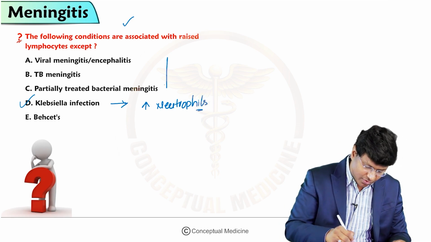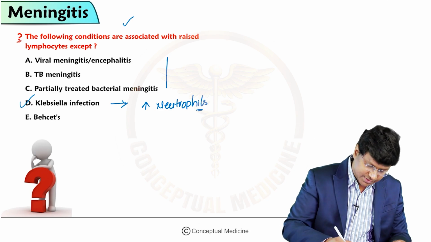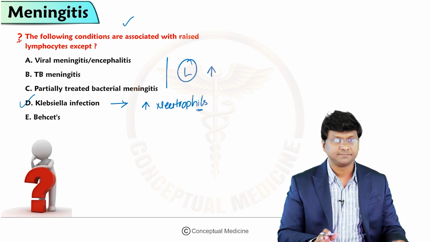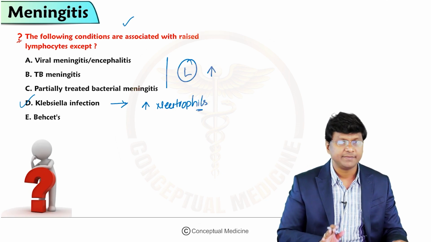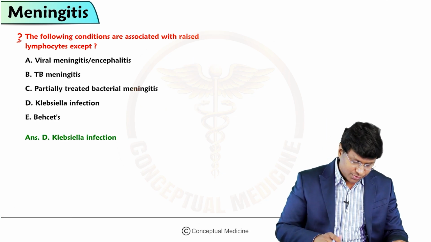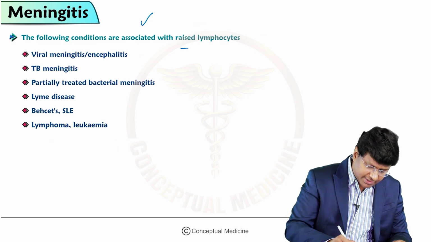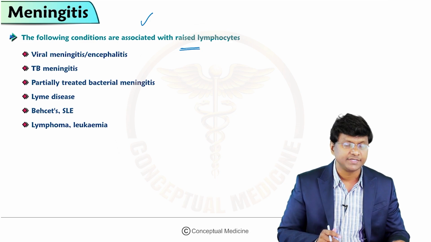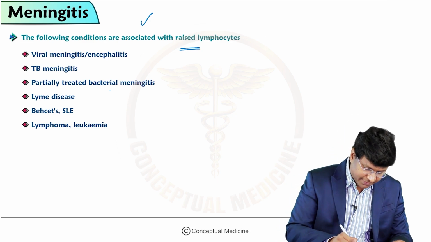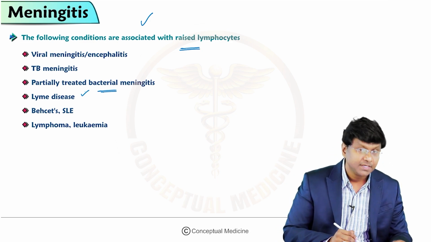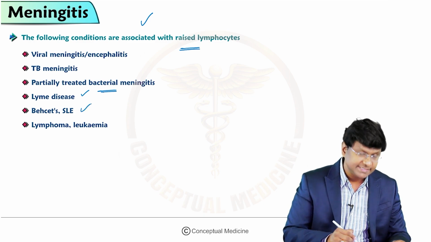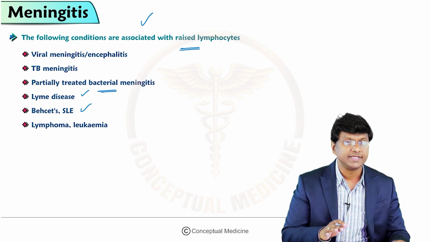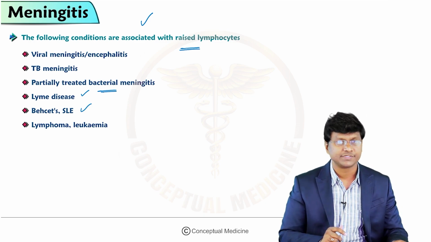But whereas in all other forms of meningitis, it is mainly lymphocytic predominant, right? Okay. Now, these are all the conditions which are associated with lymphocytic predominance: viral meningitis or encephalitis, tubercular meningitis, partially treated bacterial meningitis, Lyme disease, then Behçet's, SLE, lymphoma, leukemia. So all these conditions are associated with raised lymphocytes.